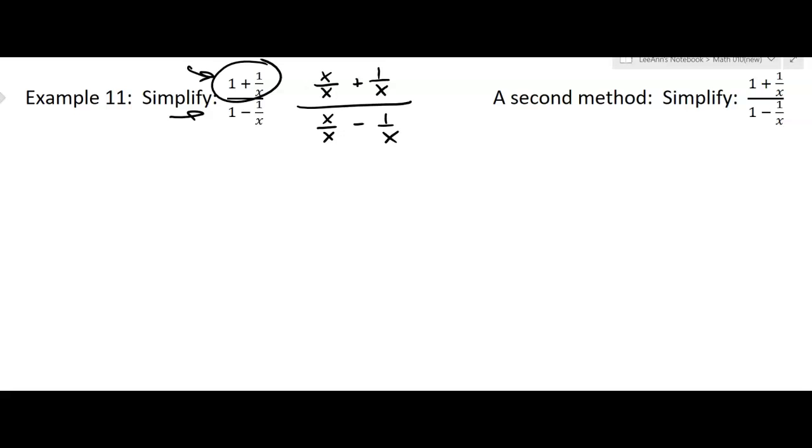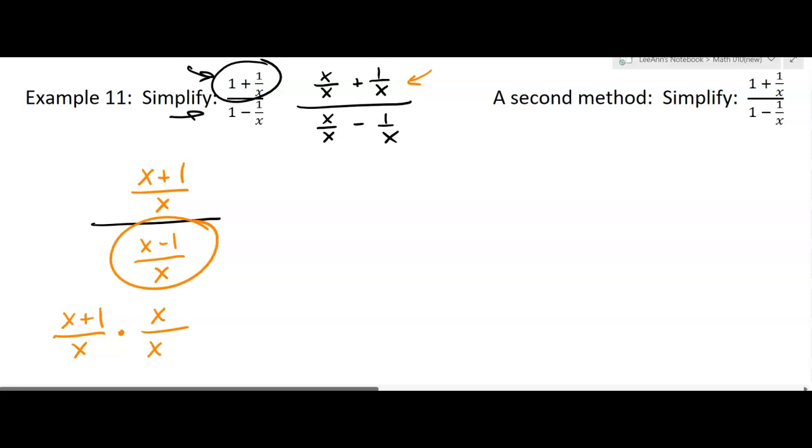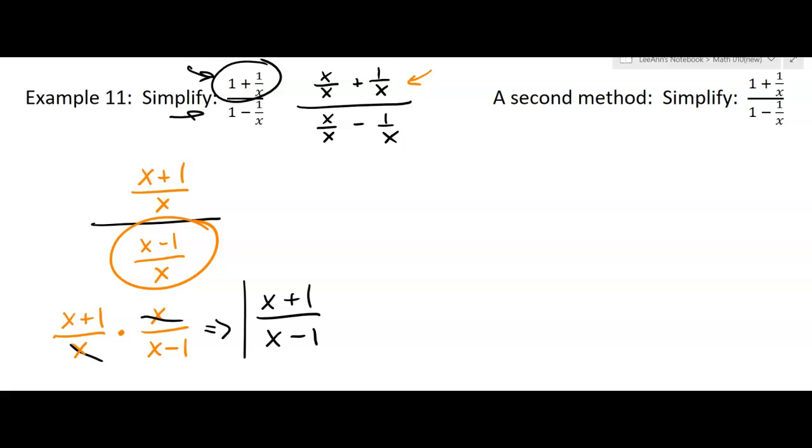Okay, so it might be kind of hard to keep things straight here, but looking at the numerator, you have common denominators, right? x plus 1 over x. And then in the denominator, you'd have x minus 1 over x. Okay, so keep, change, flip: x plus 1 over x times, and now this one's going to flip, x over x minus 1. Okay, the x's cancel, and your final answer is x plus 1 over x minus 1.